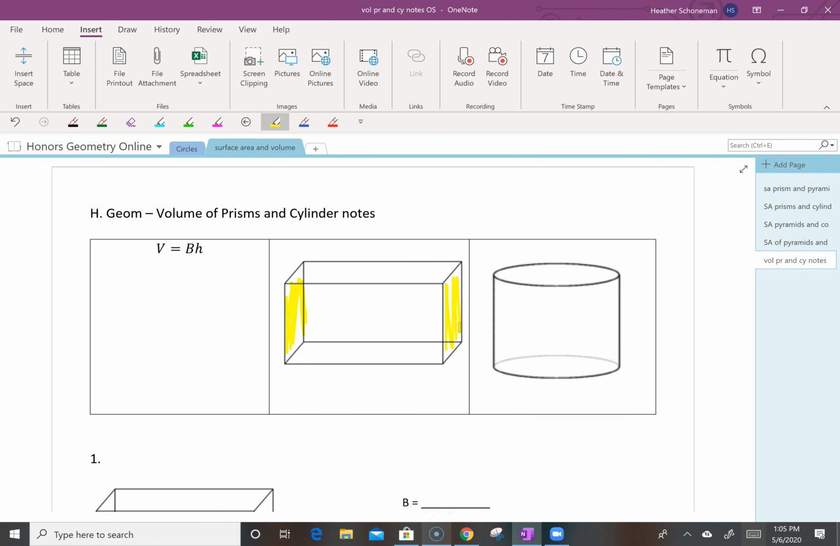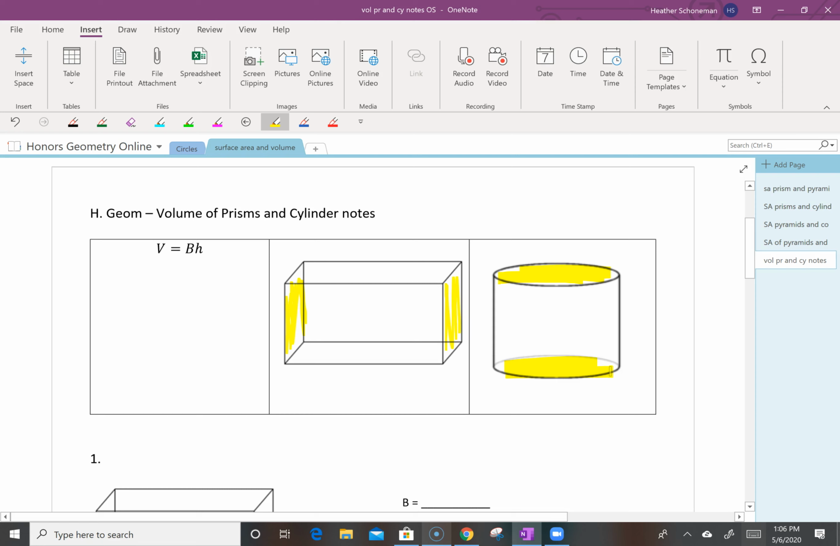So I could have picked the right and the left like I did. I could have also picked the top and the bottom, and I could have also picked the front and the back. Any of those answers would have been correct. Okay, on this one, on the cylinder, the bases are the circles. That I don't have a choice with.